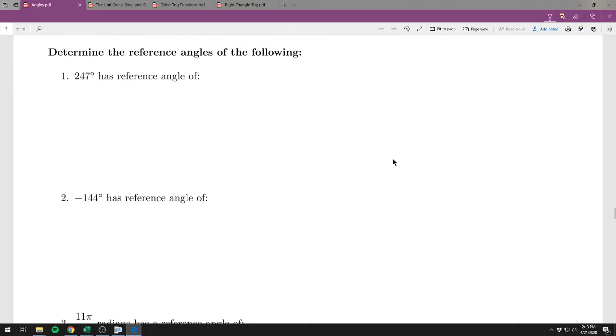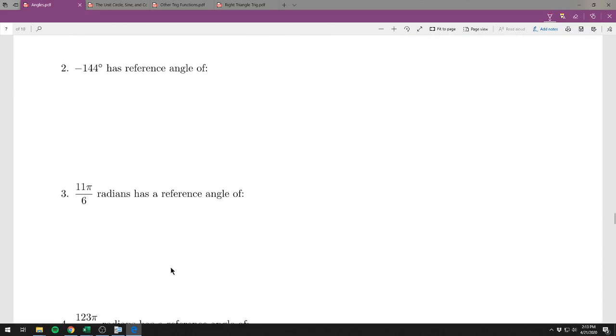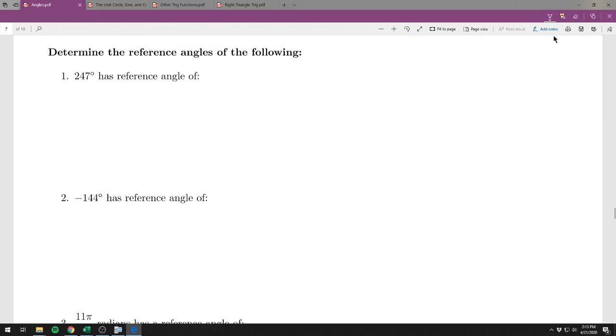So the first little bit is just determining the reference angle of the following. Now we got a couple in degrees, a couple in radians, as you see. So the first question to ask yourself is what quadrant it's in. And to answer that question, you really want to know, is it between 0 and 360? Because if it's not between 0 and 360, you probably won't be able to visualize where it's in. And for 0 and 360, of course, I'm referring to degrees here. If it's in radians, we're going to ask 0 and 2 pi.